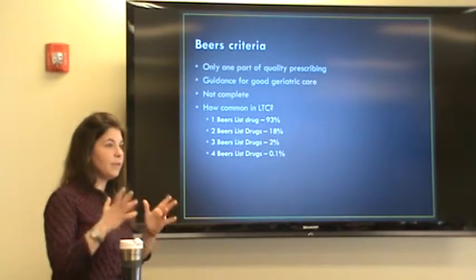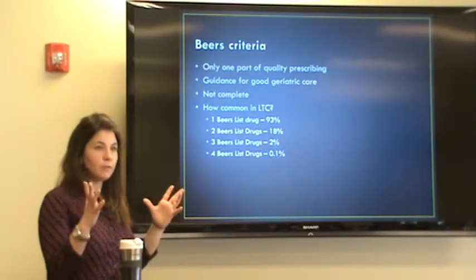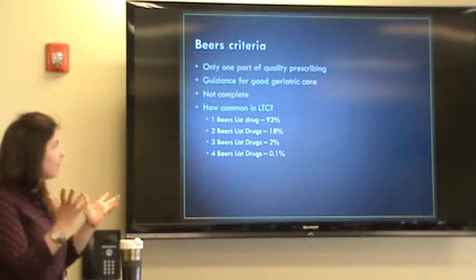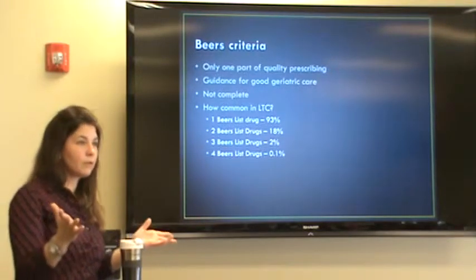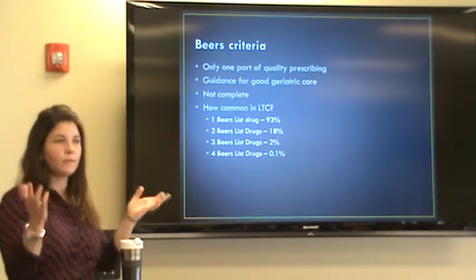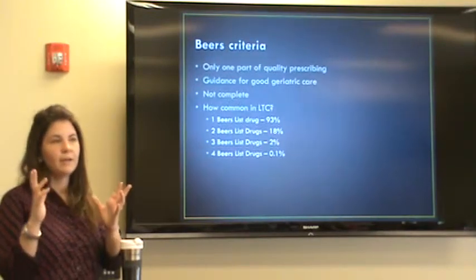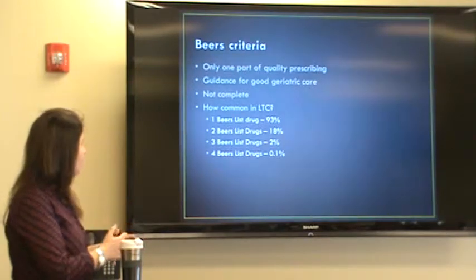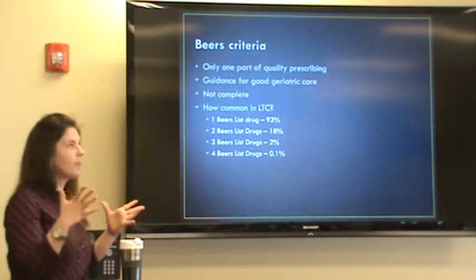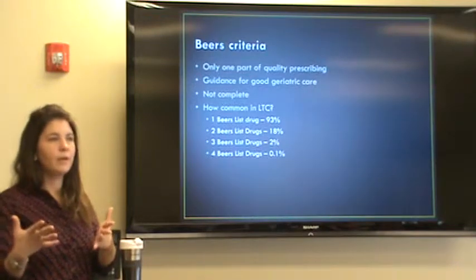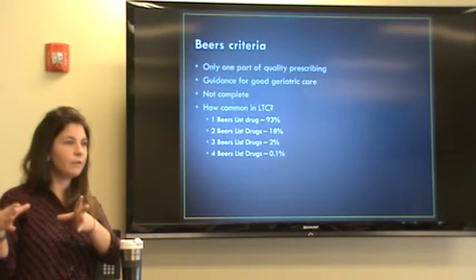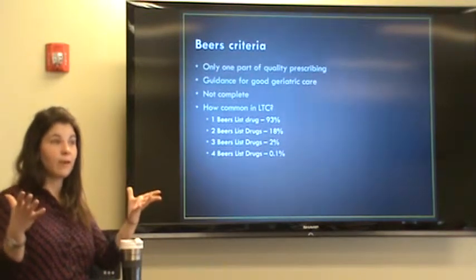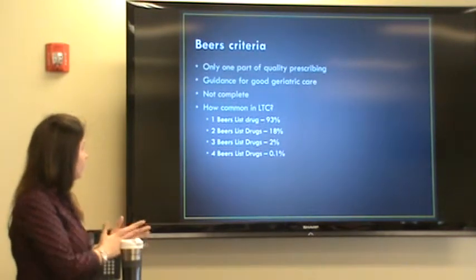So the Beers criteria is sort of awesome because, as I told you, it's revolutionary and it's really cool and it gives us a way to think about it. It's not all-inclusive. Sometimes it doesn't give you alternatives, so that's kind of a problem. It says don't give this, but it doesn't say use this instead. So there are some shortcomings to the list. Also, it doesn't talk about drugs that are a problem for everyone. We're saying these are drugs that are a problem for elderly patients, but it's important to remember that some drugs cause problems for everyone, right? So it's not an all-inclusive list.